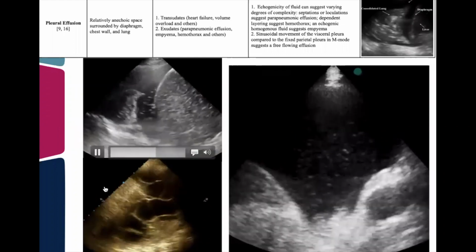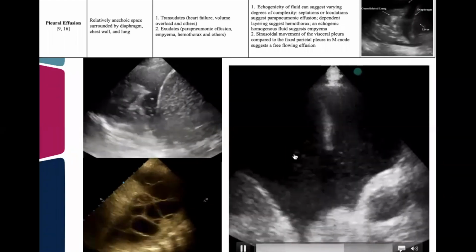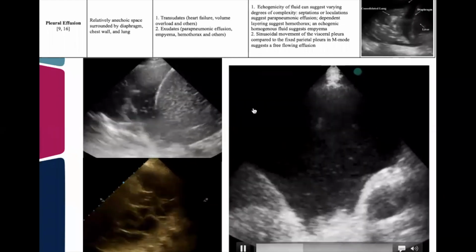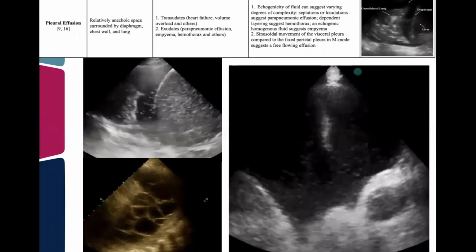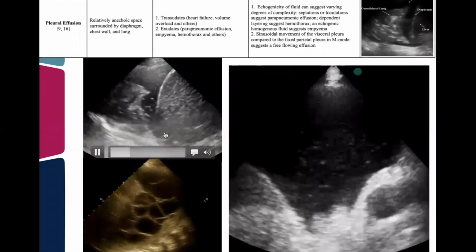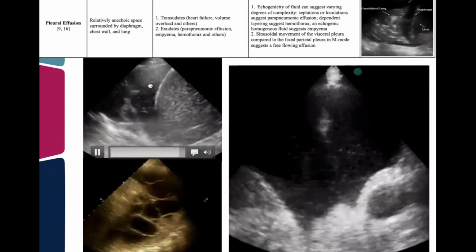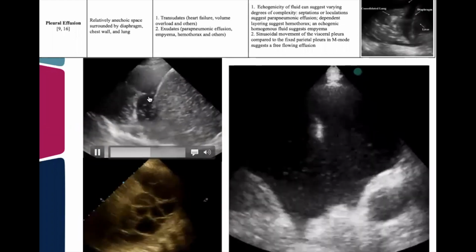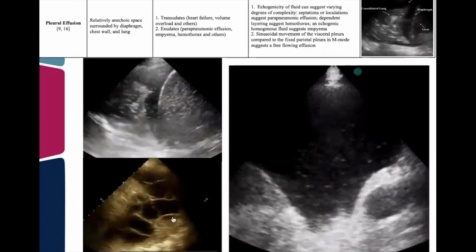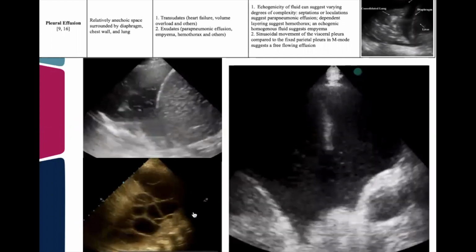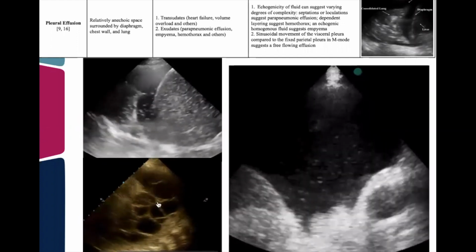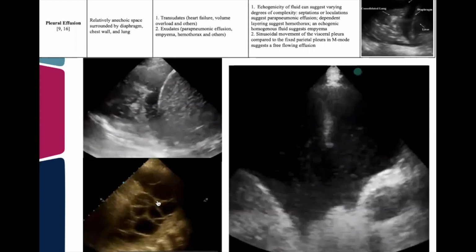Contrast that with these images here. These are complex pleural effusions. They can be more varied. They can demonstrate varying degrees of echogenicity. Here on this image, we see floating debris, the plankton sign. We can see here complex septations that can represent a pneumonic effusion or empyema.